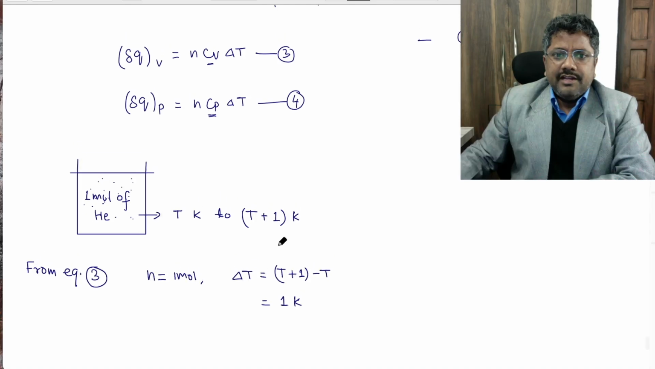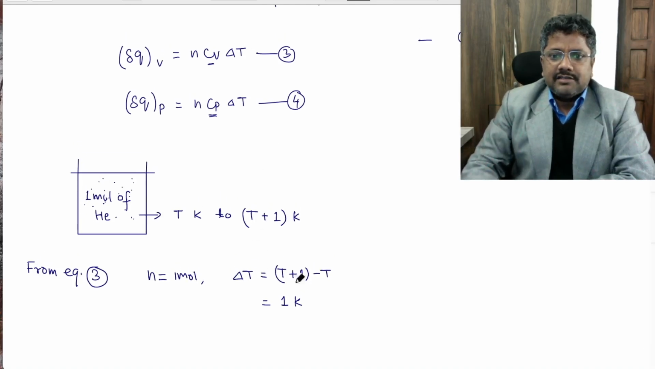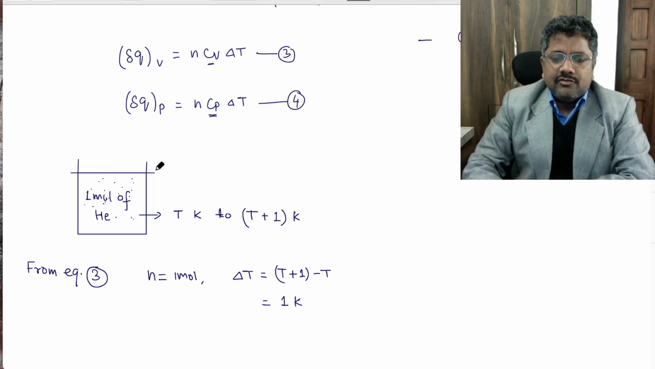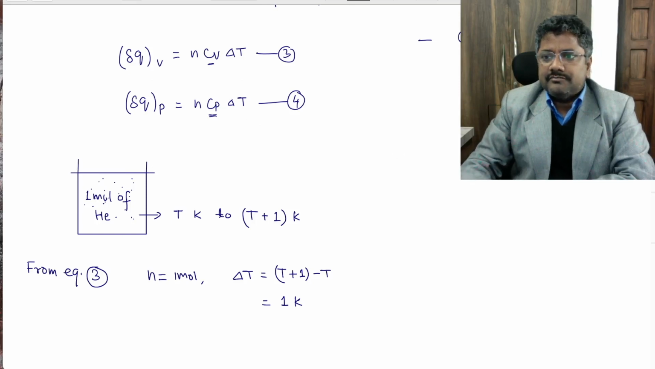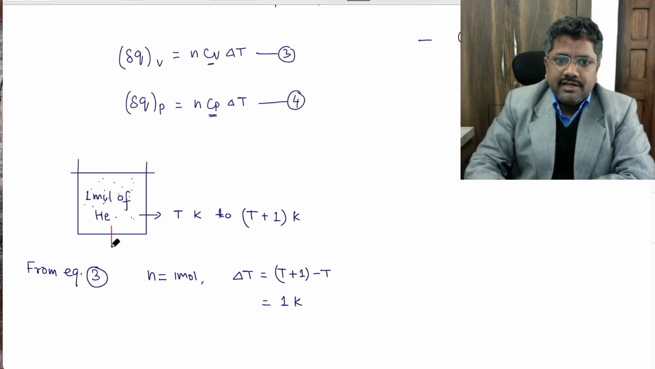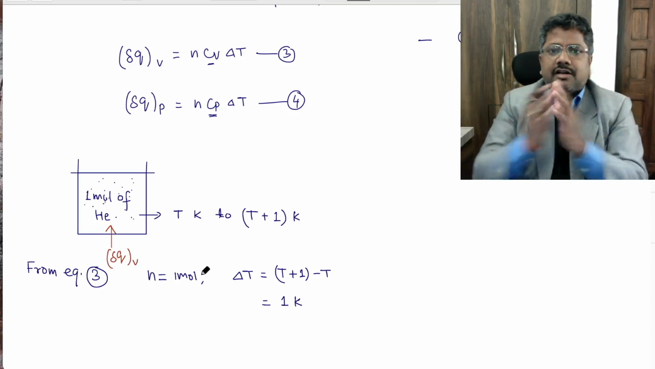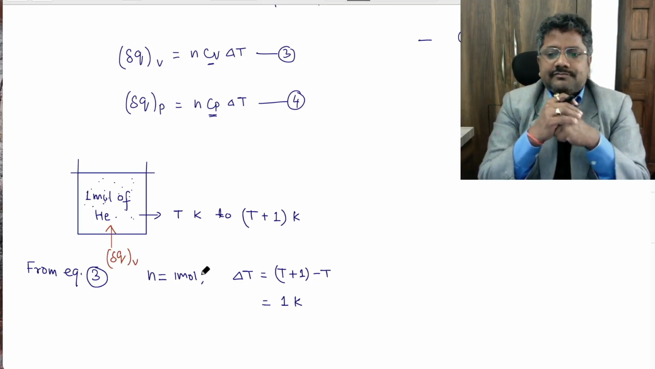So whatsoever heat is required, see, if delta T is equal to 1 and N is equal to 1, then CV is equal to Q. So this is a constant volume system. So at constant volume, whatsoever heat is required to raise the temperature of ideal gas by 1 degree is known as specific heat at constant volume.